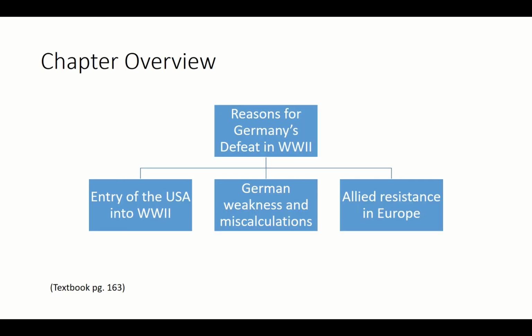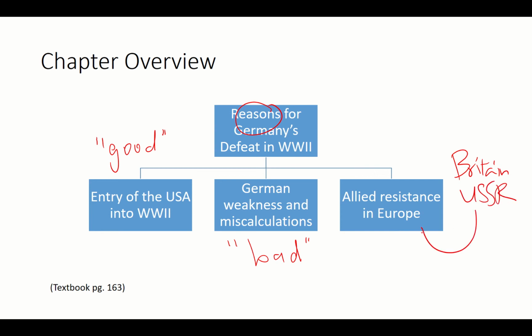This is the overview of the chapter. In terms of what we are learning, the storyline is, of course, about World War II, but in terms of cause and effect, what we are looking at is the reasons for the defeat of Germany. There are three main reasons: the entry of the USA, we can think of them as the good guys. Here we have the bad guys, which is Germany and the mistakes that it made, as well as everyone else. Okay, the USA might have been the MVP, but the other countries specifically, who we are going to look at is Britain and the USSR. Okay, how else did they contribute to this?